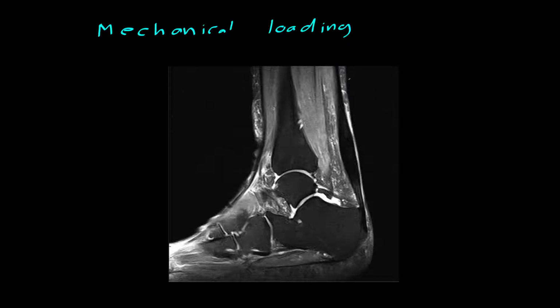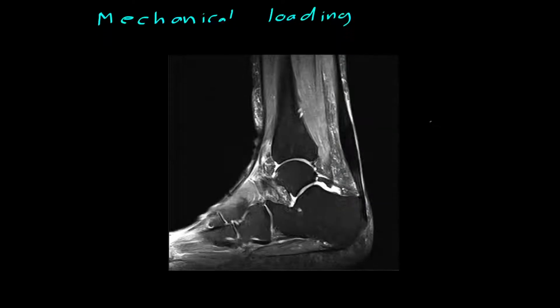In this video, we're going to start talking about the idea of mechanical loading, which is essentially how do materials respond when you start pulling on them or pushing on them. And to motivate this, I wanted to start with this image here, which maybe you can tell what this is, maybe not. This is an MRI as you hopefully know now, in the sagittal plane. We're looking at the ankle joint.